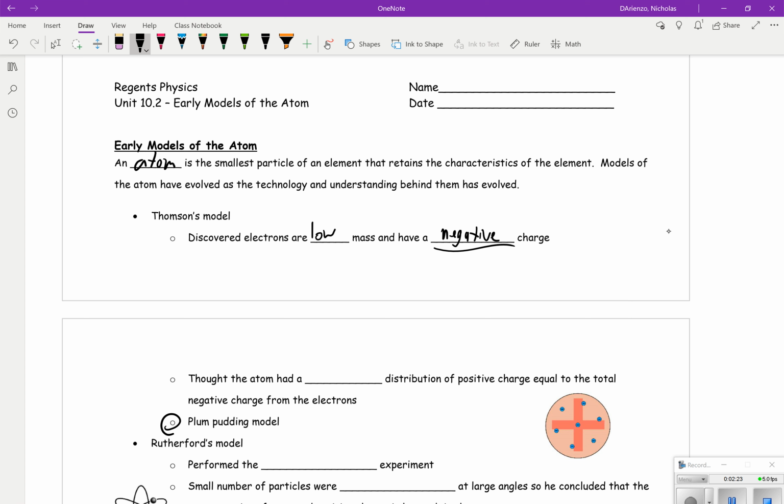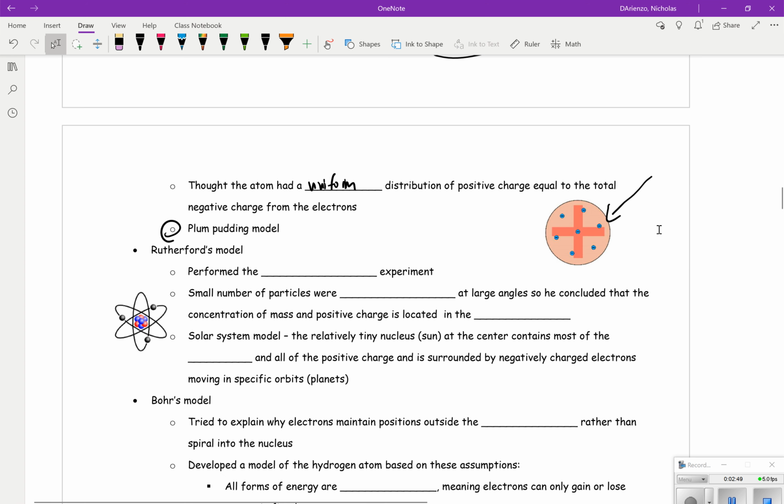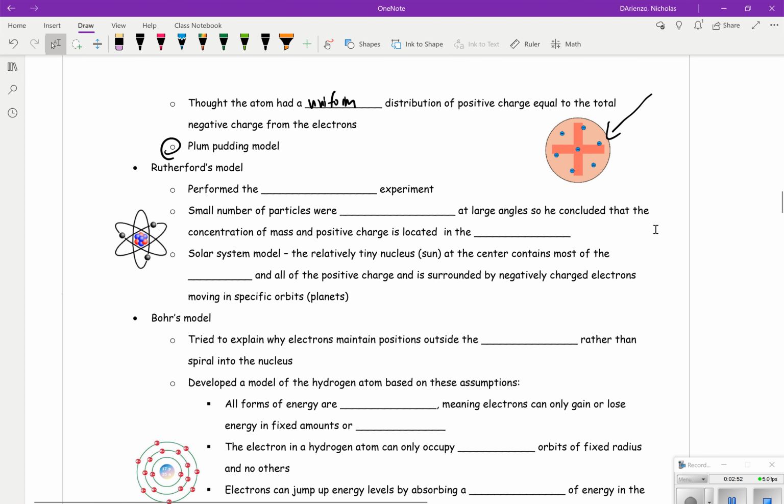Now, Thomson also thought that the atom had a uniform distribution of positive charge equal to the total negative charge from the nucleus. Now, the second part of that is right. In a neutral atom, we have positive charge equal to negative charge, but it's not uniformly distributed like he described in his plum pudding model. But at the time, with the technology available, that's the best description that he could provide, which given the time was pretty good.